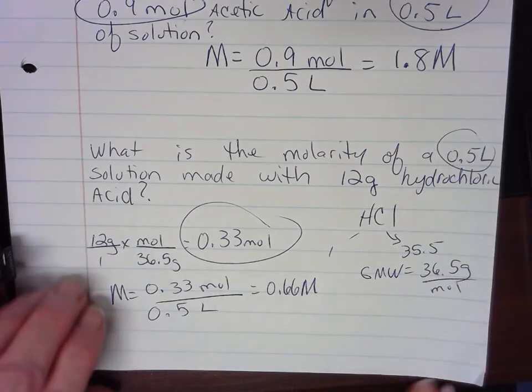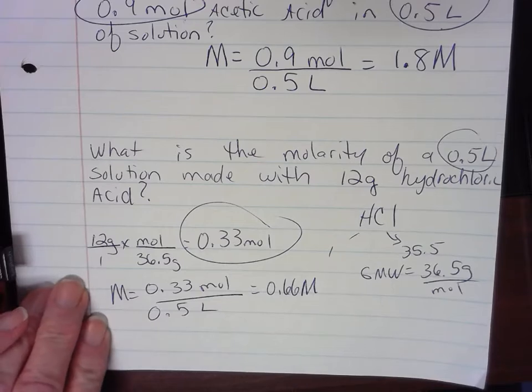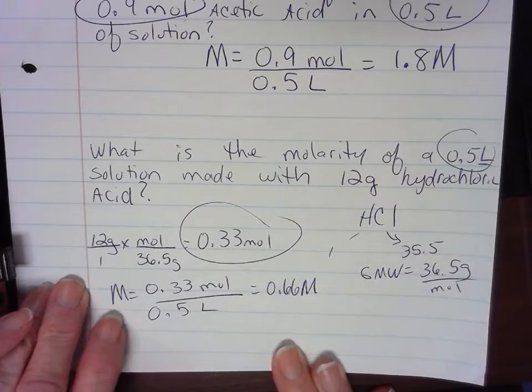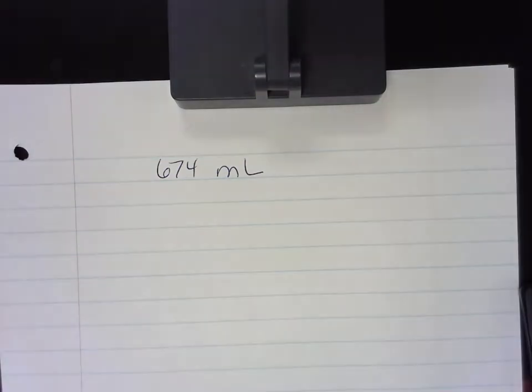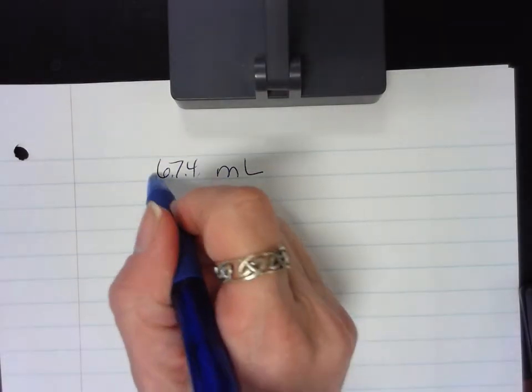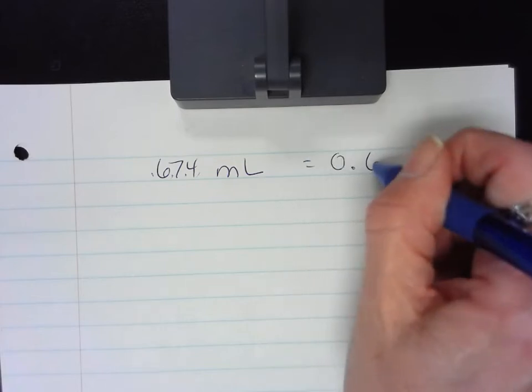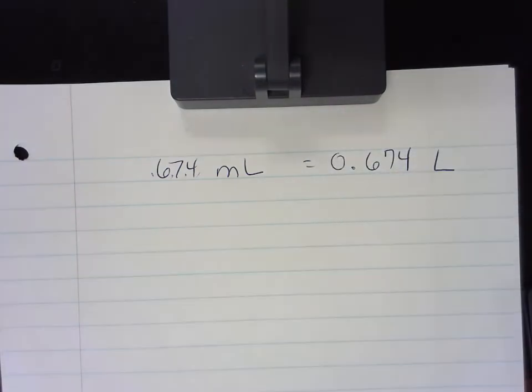The only other way that they could make this problem difficult for you is if they don't give it to you in liters. But that's easy enough to do. So just remember that if they give you a number like 674 milliliters, move your decimal 3 places, and that equals 0.674 liters. Just divide by 1,000 if you get that. There's 1,000 milliliters in a liter. You move your decimal point over 3 places.